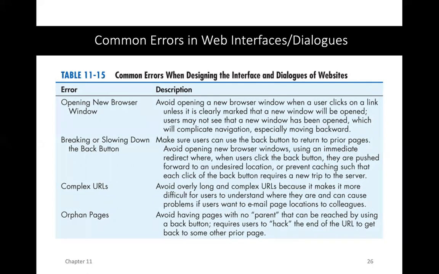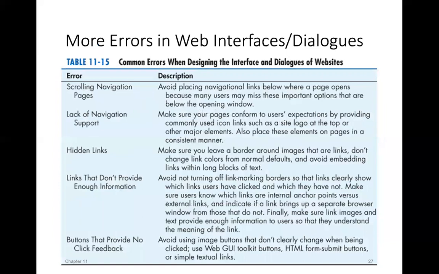So I'm not going to go through them all now, just some of these. Let's have another look at one. Hidden links. Make sure you leave a border around images that are links. Don't change link colors from normal defaults, and avoid embedding links within long blocks of text, and so on and so forth. Again, it's pretty commonsensical. I don't think there's anything there that is too concerning. Just read it, make sure you understand it. There could well be a question on this in the exam.